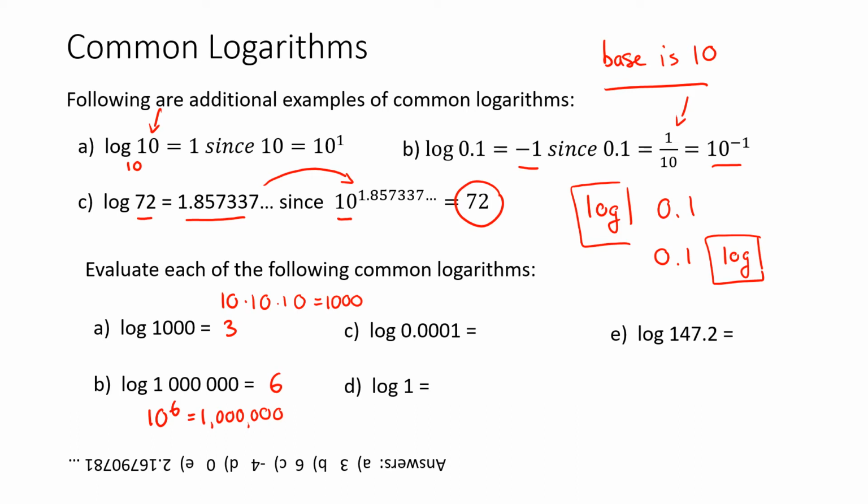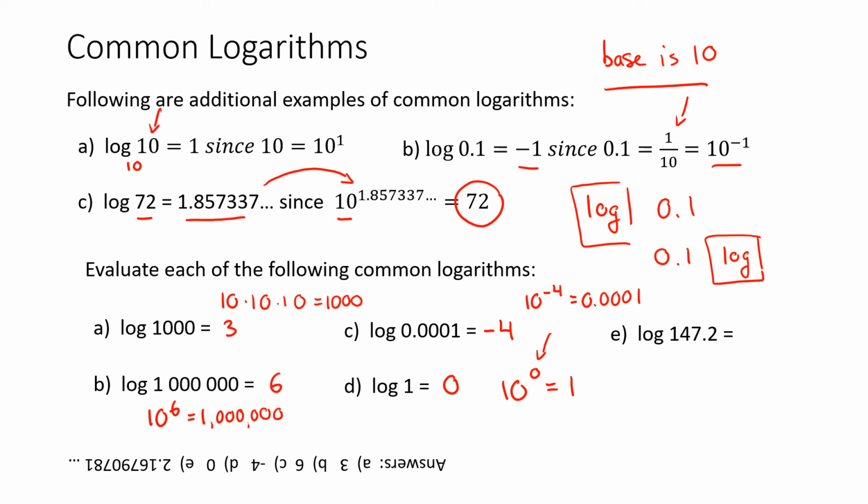Next, we have the log of 0.0001. In your calculator, you get -4, and what that means is 10 to the exponent -4. If you put that in your calculator, you would get 0.0001. Next, we have the log of 1. Put that in your calculator, you get 0, and that's because 10 to the exponent 0 is equal to 1. Remember, any number to the exponent 0, unless the base is 0, gives you 1.